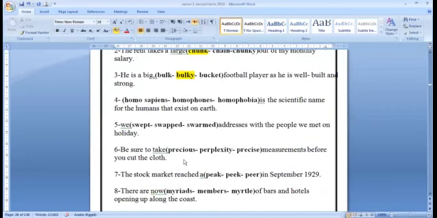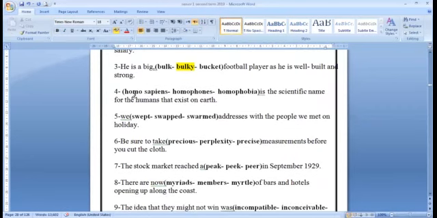Number four: here you have Homo sapiens. Homo sapiens is the scientific name of humans. Of course, the word "humans" means human beings or people that exist on earth. So the answer here is Homo sapiens, the scientific name for human beings that exist on earth.